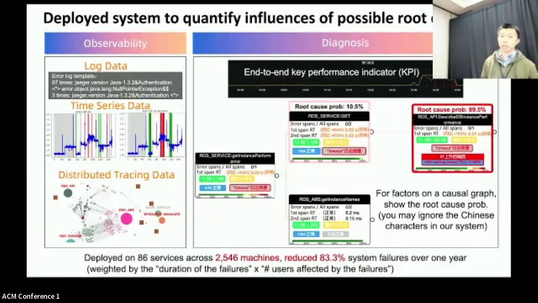Then we developed and deployed our system with observability data as input. Observability data is very important, thanks to instrumentation. For our microservice system, the observability data is standard: log data, time series data or metric data, and distributed tracing data. With such input, we output the probabilities for each possible system factor to be the root cause. We deployed this system on thousands of machines, and it reduced system failures by 83.3% over one year.